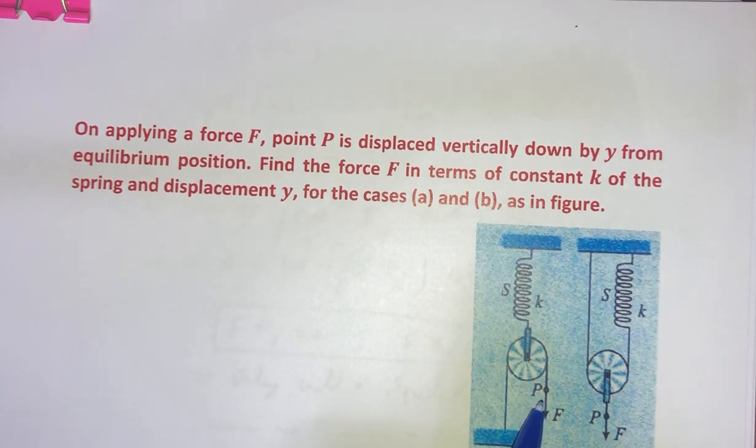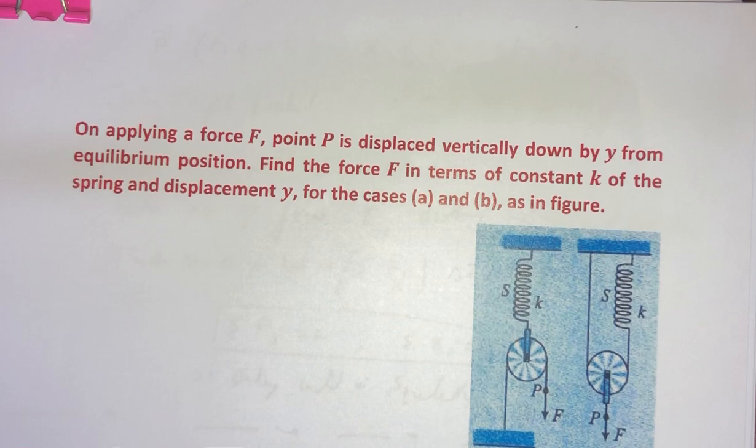This is point P in the first case and it is pulled by the force F in the downward direction, and it is connected with the pulley with the spring S with the constant K, and the string is fixed at some position. Whereas in the second case, the pulley is connected with the string on one part and with the spring whose constant is K on the other part, and this pulley is now pulled with the force F. Okay. So let us discuss case A.